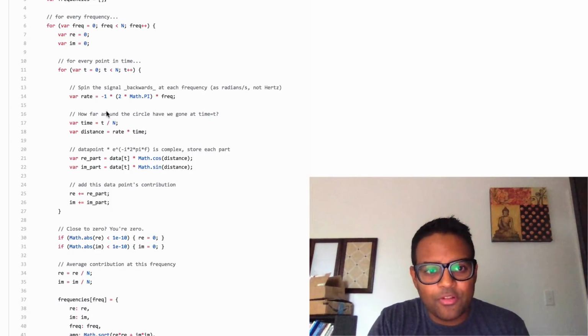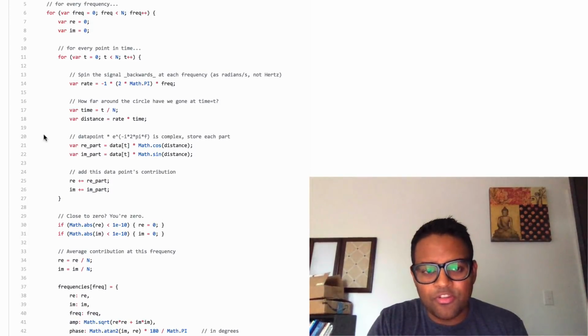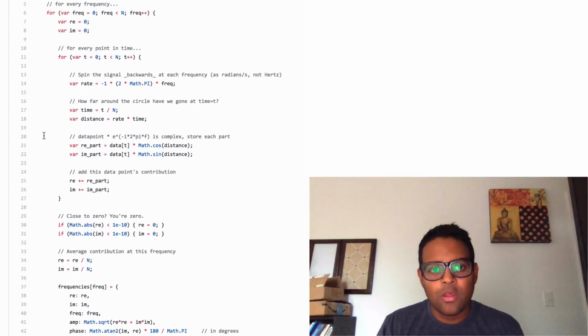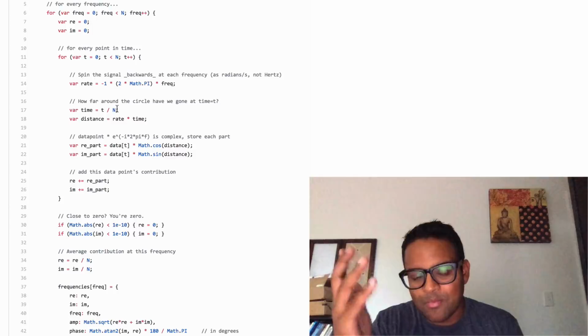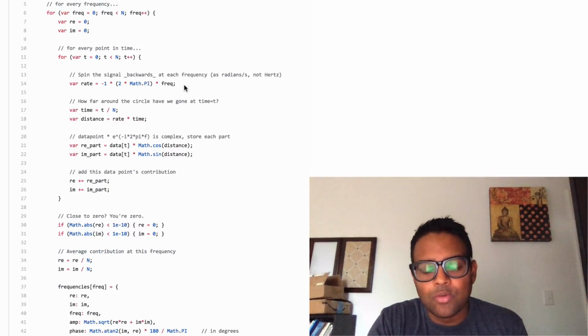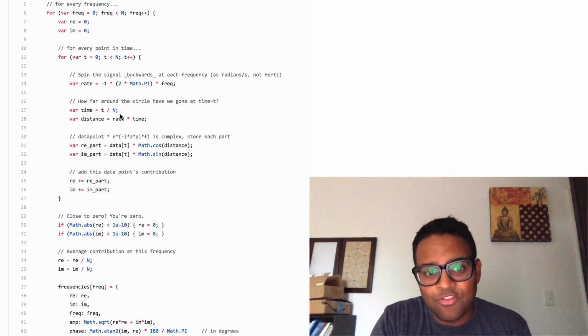But this is basically the rate that I'm moving through the circle. And the time is essentially a percentage of the whole cycle that I want to go through. So the distance to delay is rate times time. So we have a percentage of the circle I want to go through, which is essentially the time percent. And then we have the rate that I'm moving. So the distance or the angle that I need to be delayed is based on that.